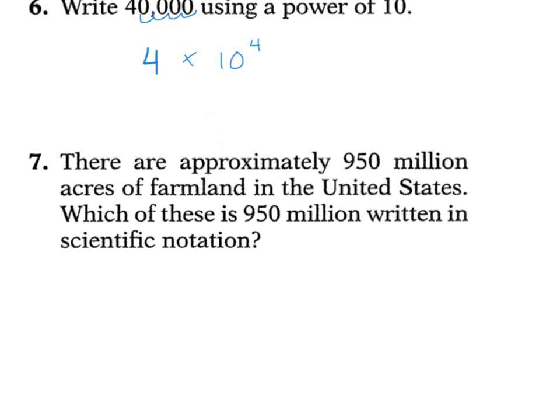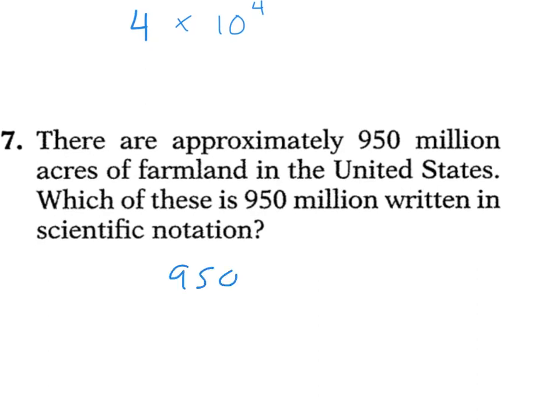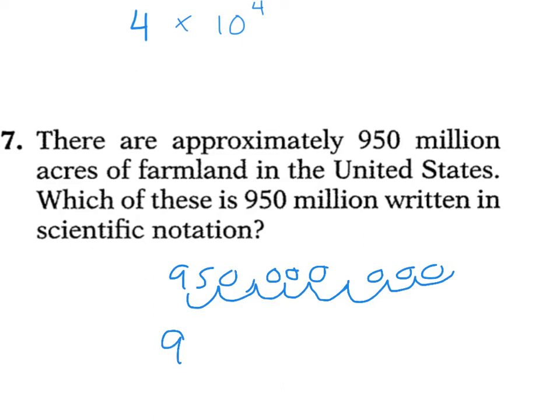Next, for number 7, there are approximately 950 million acres of farmland in the United States. Which of these is 950 million written in scientific notation? So I could write this out as 950 million, and then just move our decimal places to write it in scientific notation. So we have 1, 2, 3, 4, 5, 6, 7, 8. So 9.5 times 10 to the 8th power.